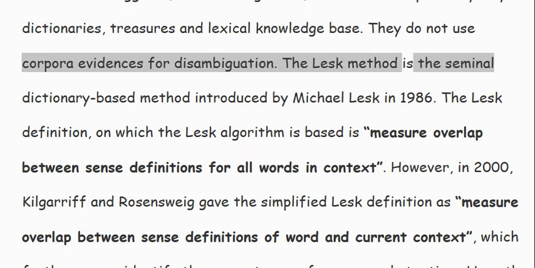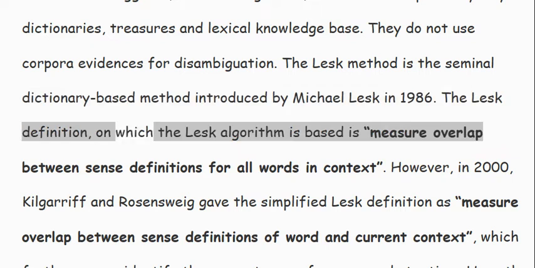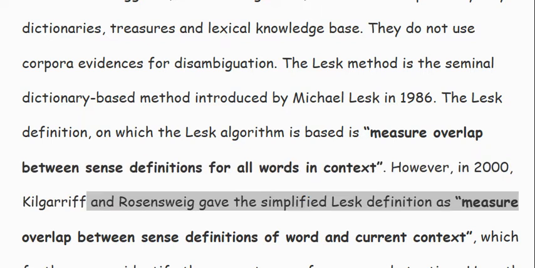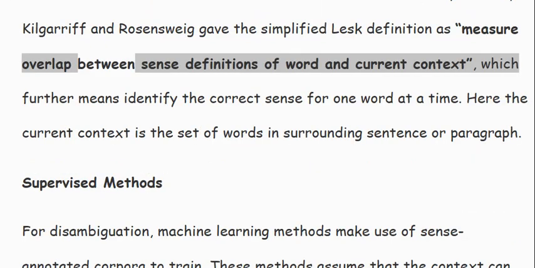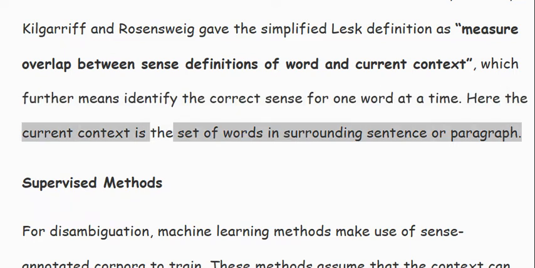The Lesk method is the seminal dictionary-based method introduced by Michael Lesk in 1986. The Lesk definition, on which the Lesk algorithm is based, is to measure overlap between sense definitions for all words in context. However, in 2000, Kilgarriff and Rosenzweig gave the simplified Lesk definition as measure overlap between sense definitions of a word and current context, which further means identify the correct sense for one word at a time. Here the current context is the set of words in the surrounding sentence or paragraph.